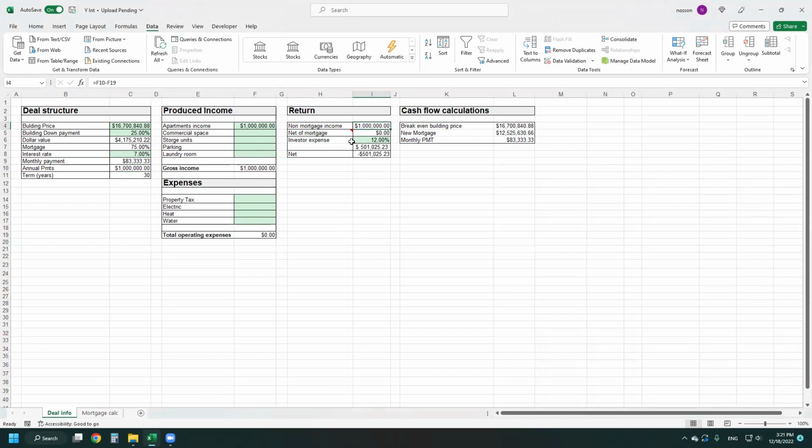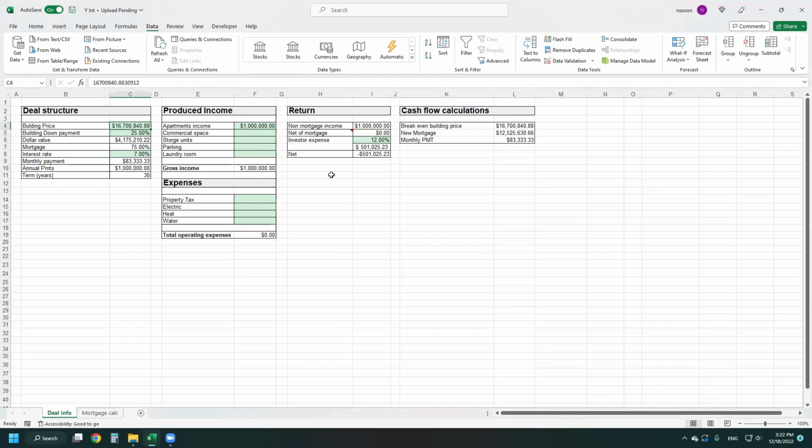Then the investor's expense is 12% of the dollar value there, 12% of the 25%. So we have a negative net here. But this break even formula, this box here, is asking what building price would give us a break even. Right here, this is calculating a break even before this investor expense. This is why it comes out to 0 here.